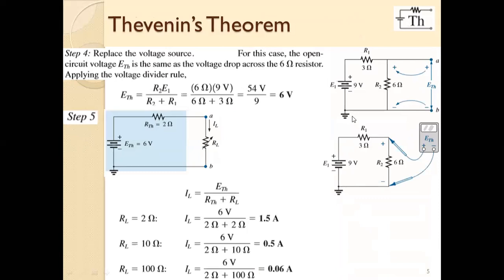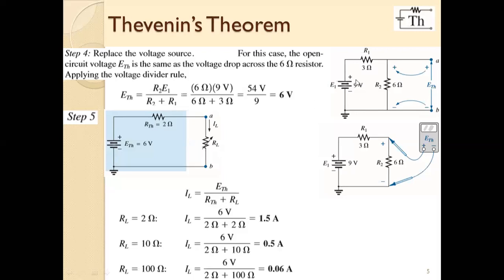Step number 4, place the voltage and current sources in their original places, and then calculate the voltage between the two terminals, that is between A and B. In this network, when I place the voltage source in its original position, then the voltage from A to B is just appearing across R2. So what we need to do is to calculate the voltage across R2, which is called ETH.